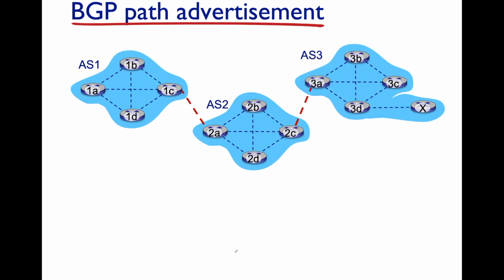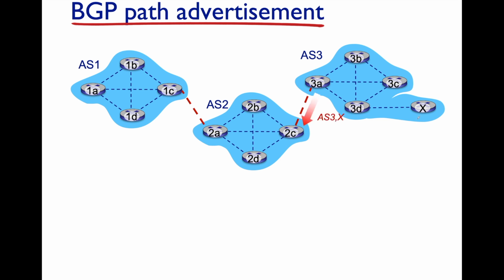So let's take a look at this with an example. We have three autonomous systems. We have AS1 to the left, AS2 in the center, and we have AS3 on the right. Now, AS3, we're going to use the same example. AS3 has a router, and that router manages subnet addresses marked subnet X.